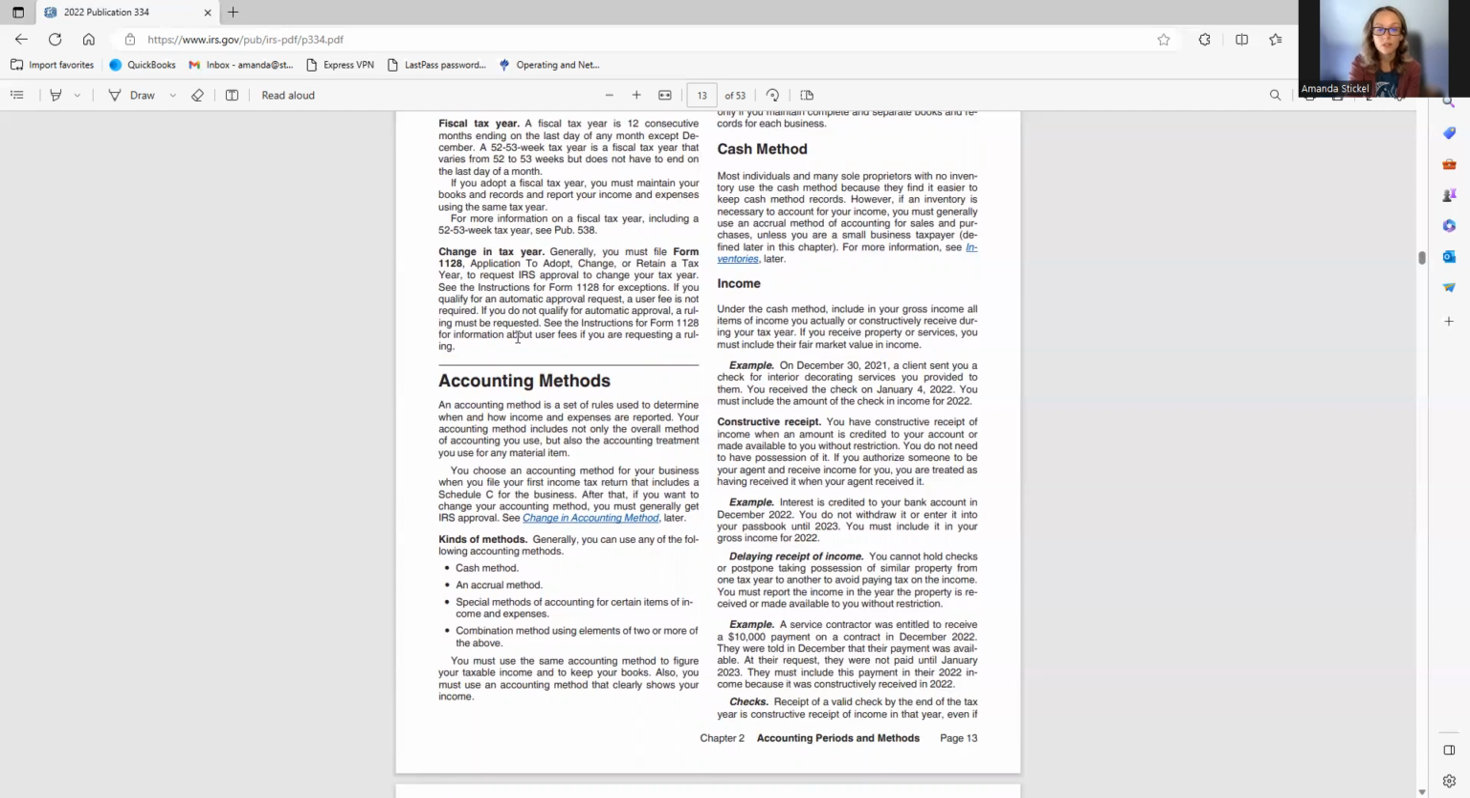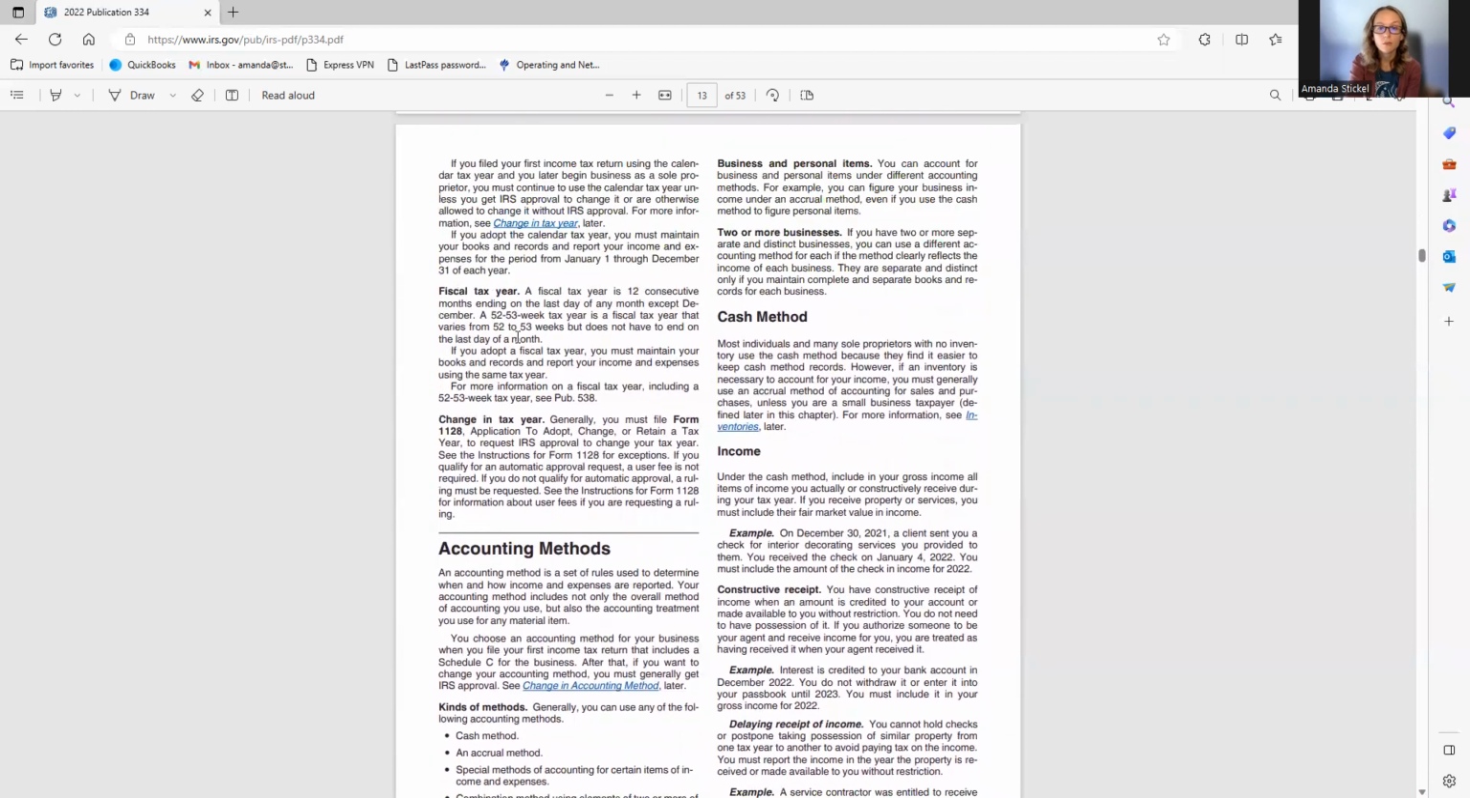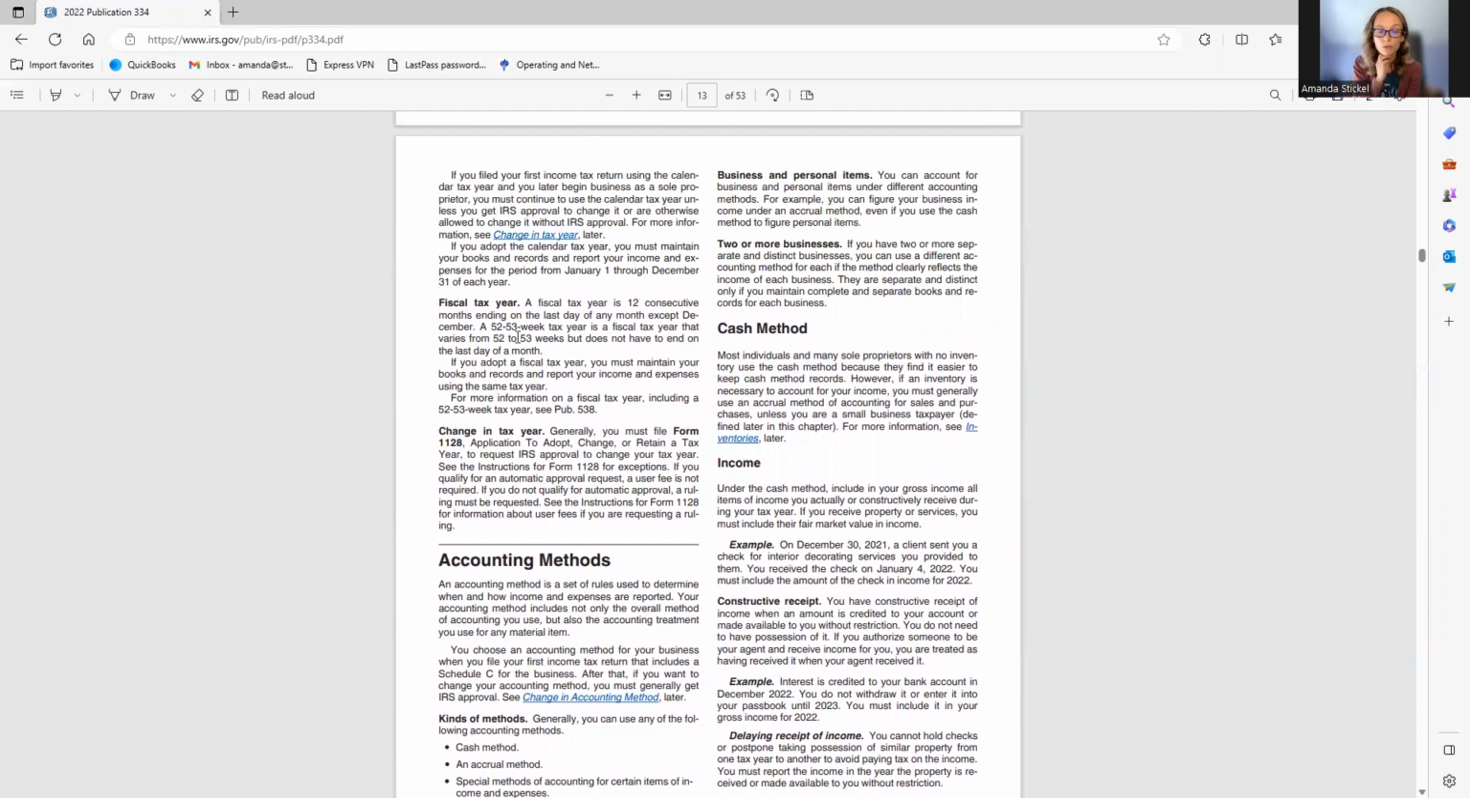Kinds of methods. Generally, you can use any of the following accounting methods: cash method, an accrual method, special methods of accounting for certain items of income and expenses, or a combination method using elements of 2 or more of the above. You must use the same accounting method to figure your taxable income and to keep your books. Also, you must use an accounting method that clearly shows your income. And they will discuss that more. Typically, though, with small businesses, cash method is the easiest, simplest, most effective way to go.